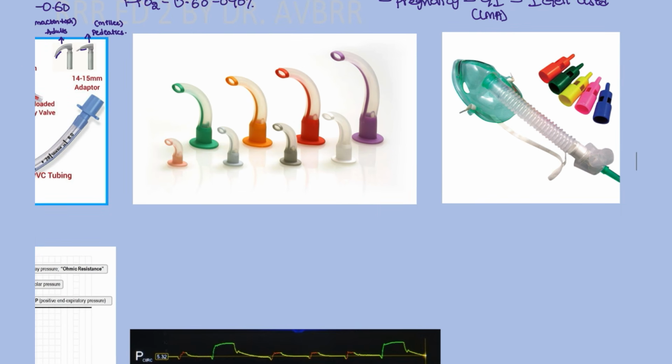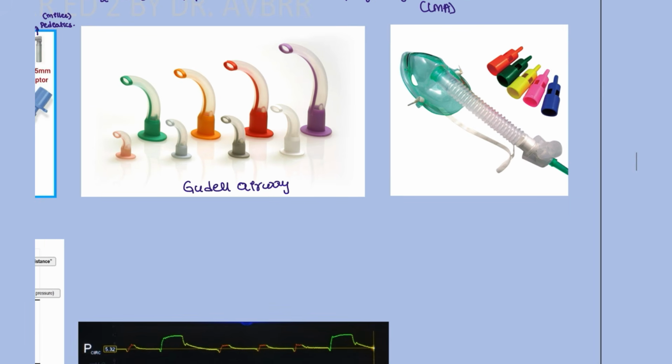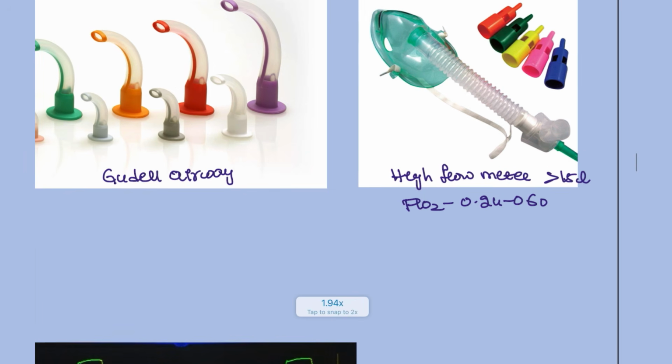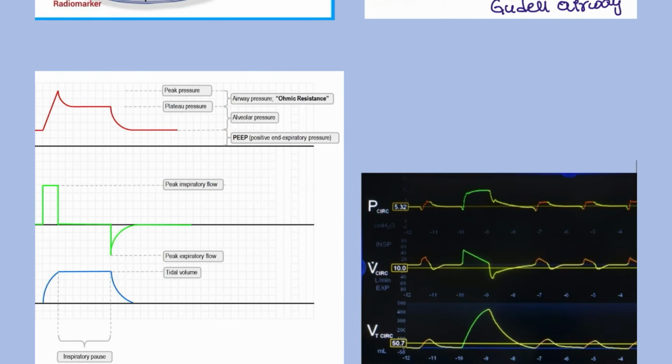And what are you looking at here? This is the Guedel's airway. To prevent the tongue from falling back, we use the Guedel's airway, which comes in different sizes. And what is this mask? This is the high flow mask, used if you want to give more than 15 liters. The FiO2 of this one will be 0.24 to 0.60, and the name is the Venturi mask.